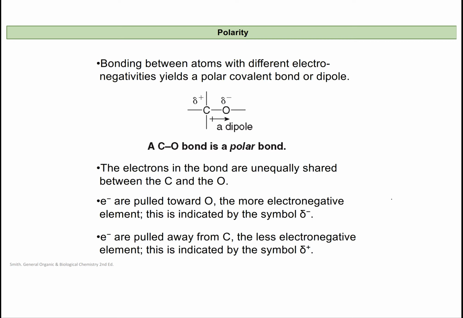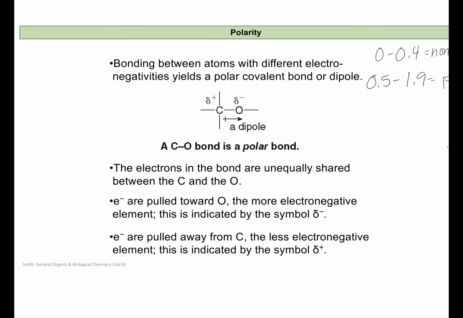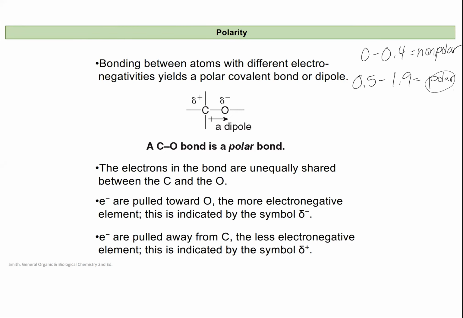Now, if we have an electronegativity difference between our two atoms, like carbon and oxygen, that's larger than 0.4, so 0 to 0.4 will be nonpolar, if it's greater than that, if it's 0.5 all the way up to 1.9, then we consider this something called polar, which means that the electrons really are not shared evenly.